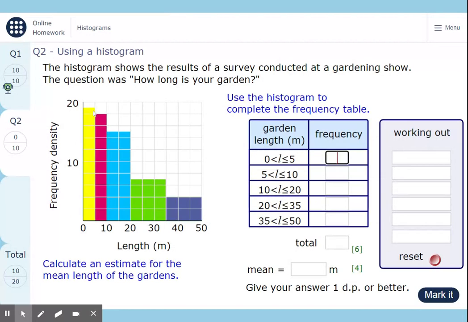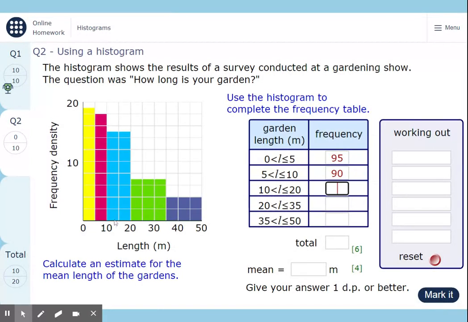So let's look at the yellow bar there, the first interval. The width is 5 and the length is 19. So 19 times 5 is 95. If we look at the second bar, the red bar, obviously the width is 5 and the length is 18 this time. So 5 18s are 90.